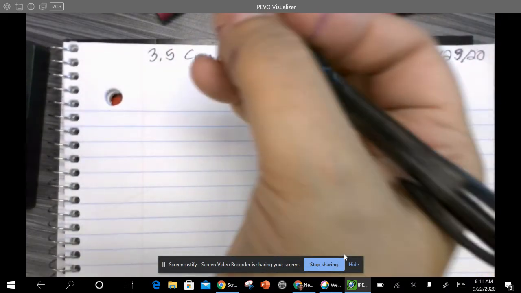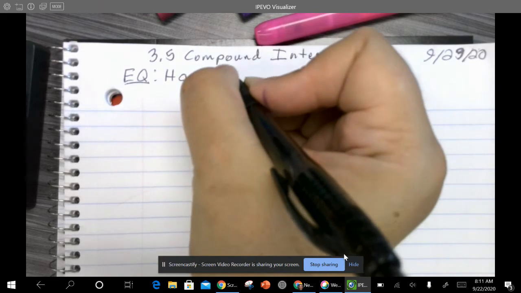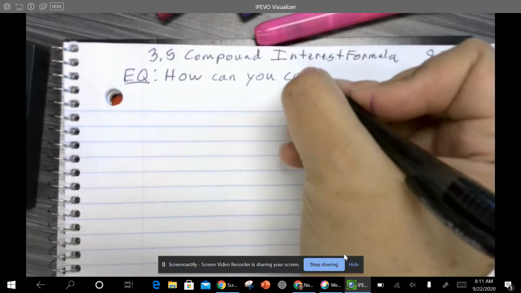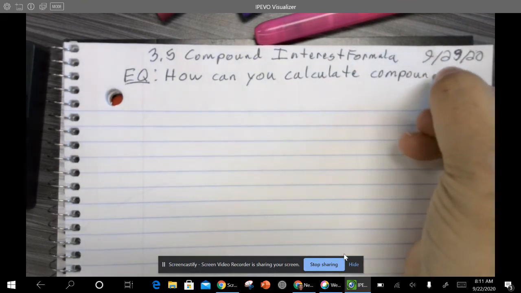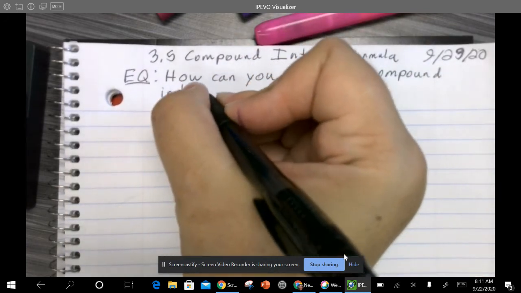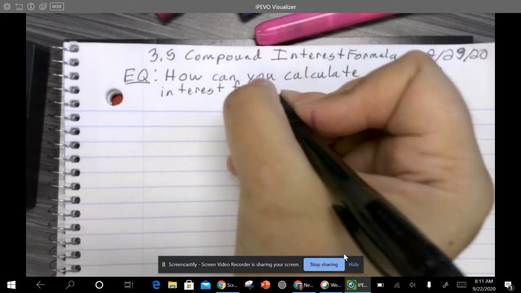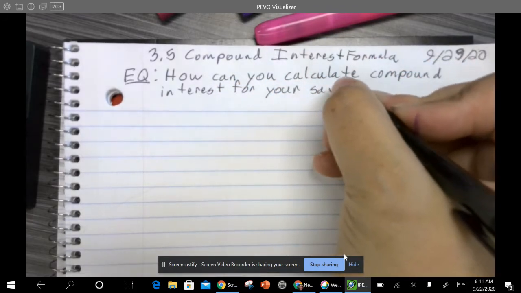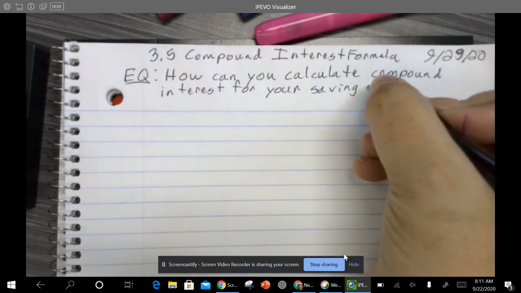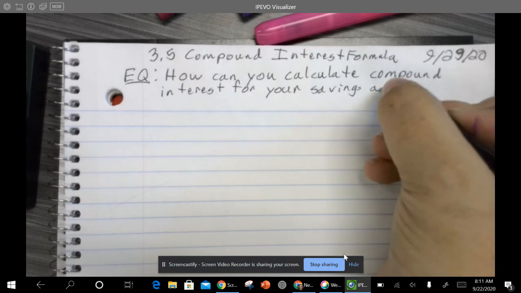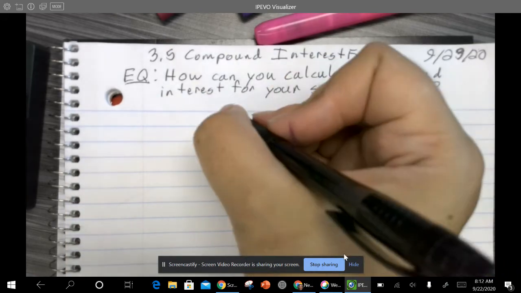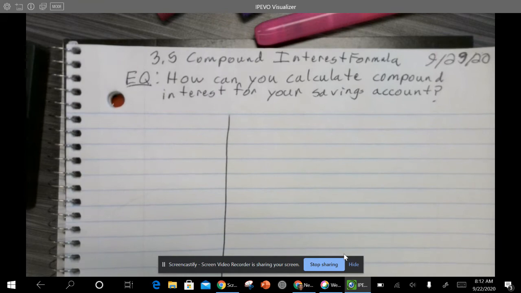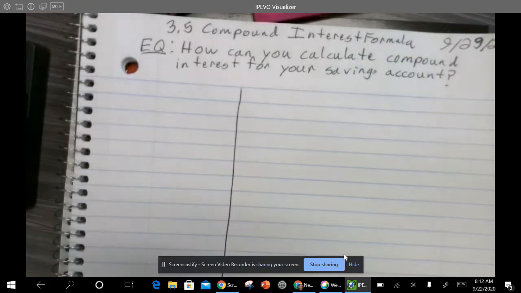But anyways, okay, so we're going to enter our essential question for this. So how can you calculate compound interest for your savings account? Okay, so we have our compound interest formula, everybody.